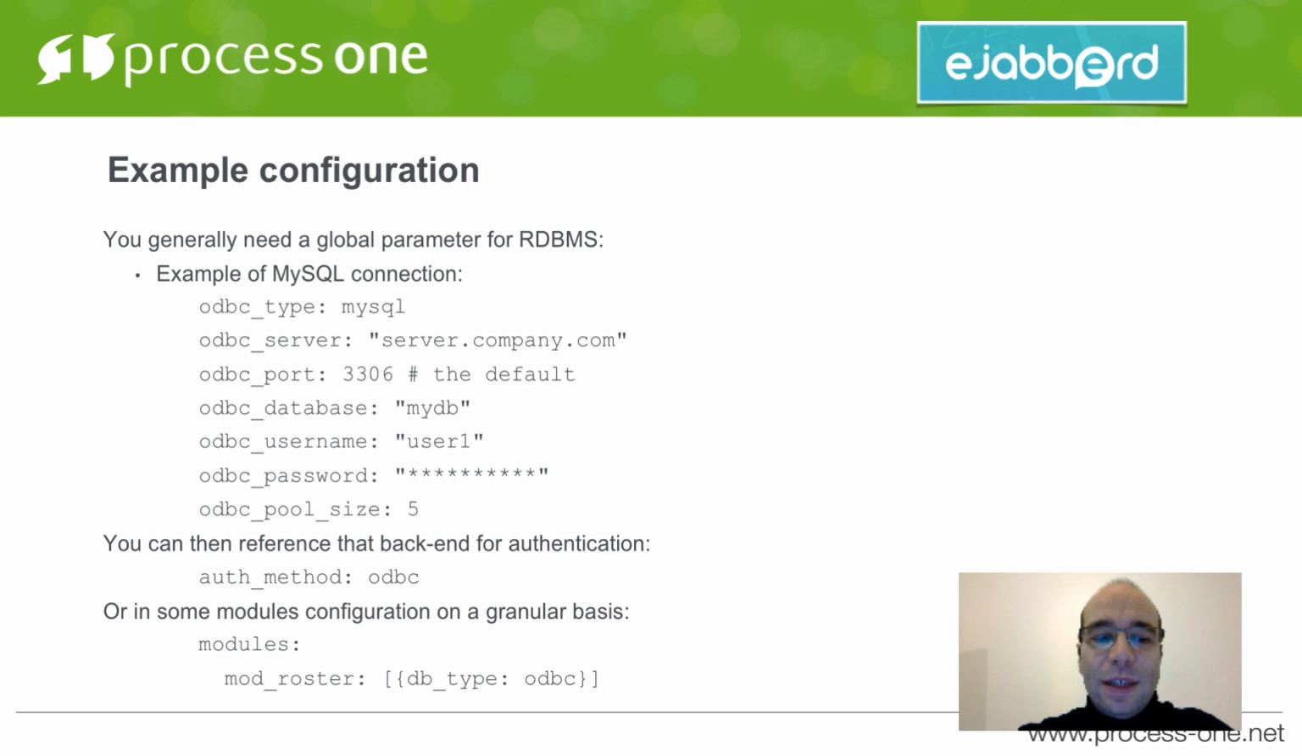So for example, here we have a snippet. In the modules section, you put the mod_roster definition, and you can define your DB type and say the DB type will be ODBC. So that's it. Basically, when you know how it works, it's very straightforward. It can be confusing when you're not used to that way of configuring things, but trust me, it's very straightforward when you get used to it.